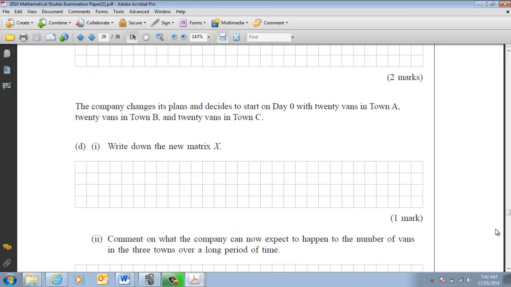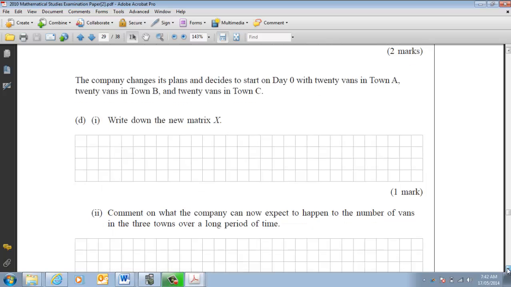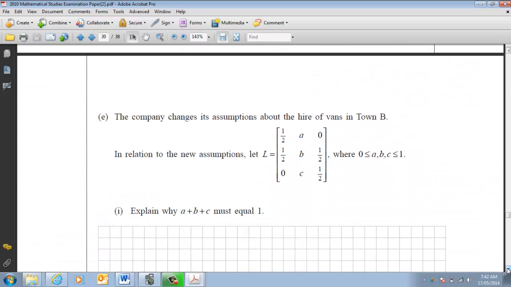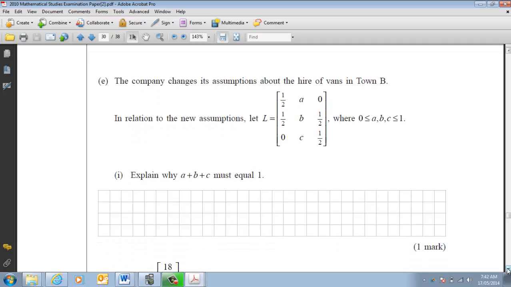Alright, coming back to this one over here. So part E, the company now, what they'll try and do is give you an extension part. So it's really just saying A, B and C are there. So explain why A plus B plus C must be equal to 1.